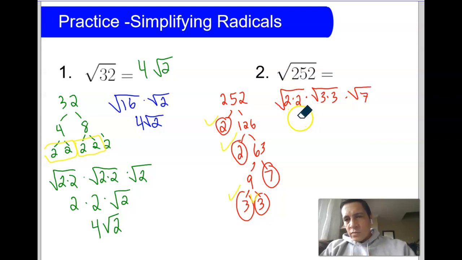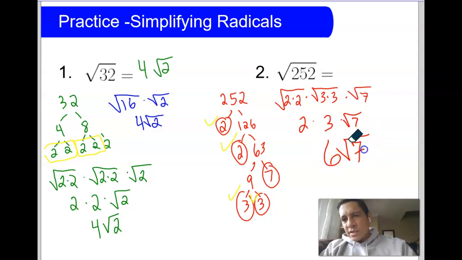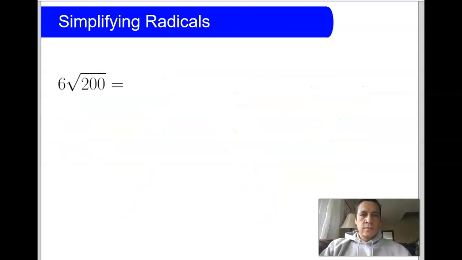Square root of 2 times 2 is just 2. Square root of 3 times 3 is just 3 times the square root of 7. Let me simplify that. 2 times 3 is 6. 6 times the square root of 7. And again, you can get a calculator and simplify that, and see that you get the same decimal. All right. Now, what does this mean?